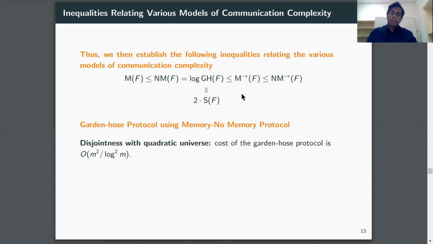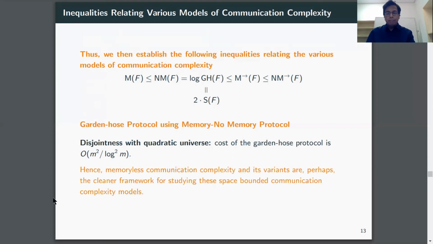It happens that for this problem, disjointness with quadratic universe, it was conjectured to have again quadratic complexity, omega of m square, in Gardner's model. But using a protocol in this model, we see that we can actually slightly reduce it to m square over log square m. So perhaps we can say that the memoryless communication complexity framework and its variants are a cleaner framework for studying all these three previous space-bounded communication complexity models.